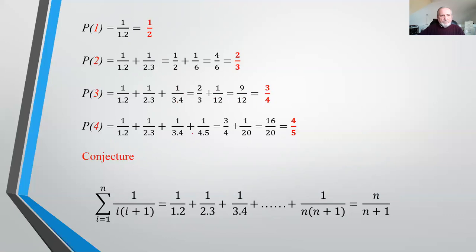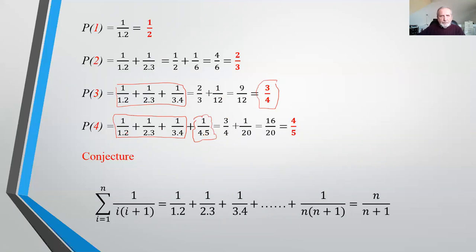Now, if you take 4 terms, you have these 3, and I know those are 3 over 4. So I put the 3 over 4, and then I add this term. You add this, you get 4 over 5.